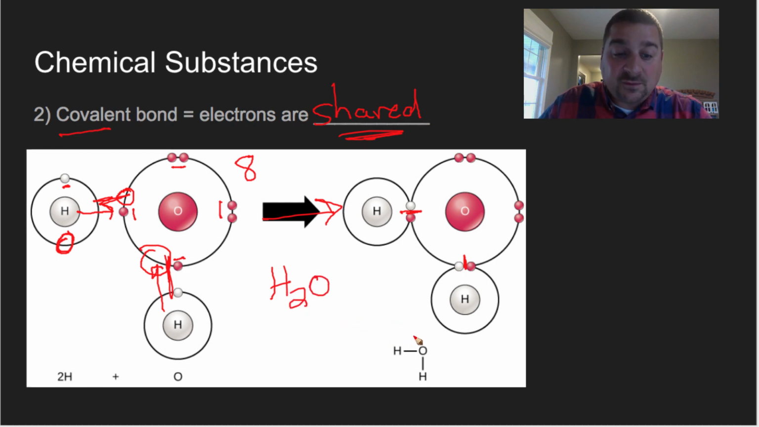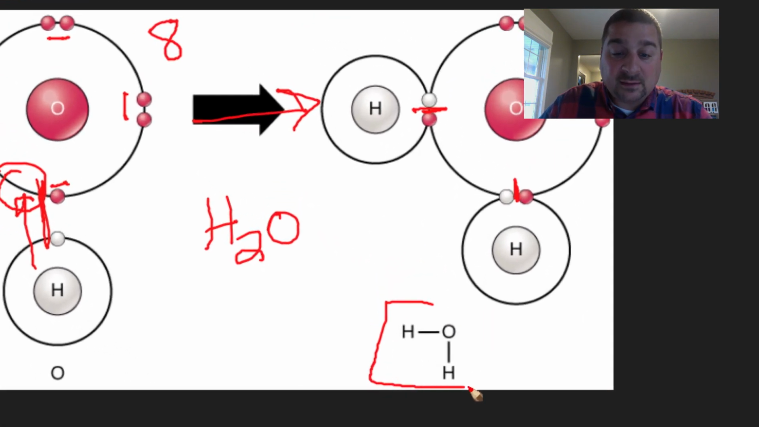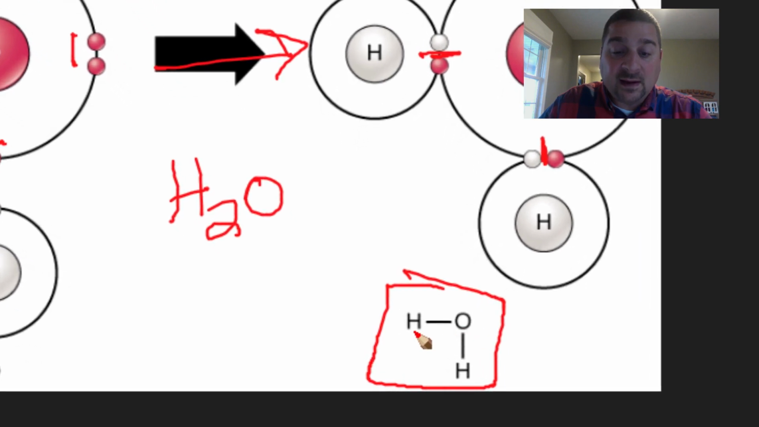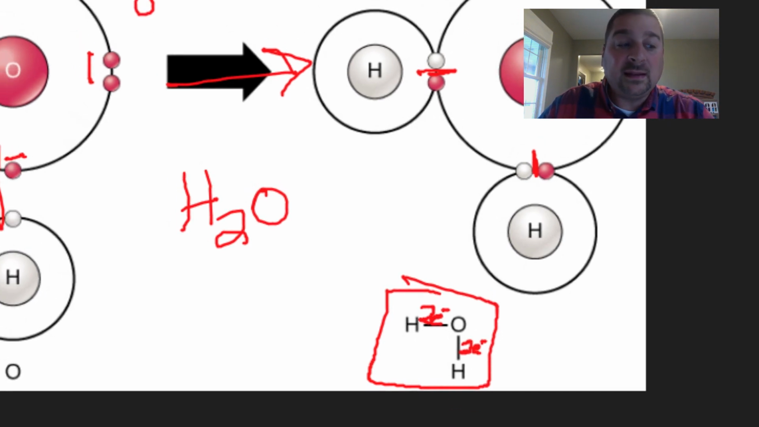A structural formula that we often write looks like this, with a letter and then lines to represent a pair of shared electrons right here. So you have two shared electrons here and here. That is a covalent bond.